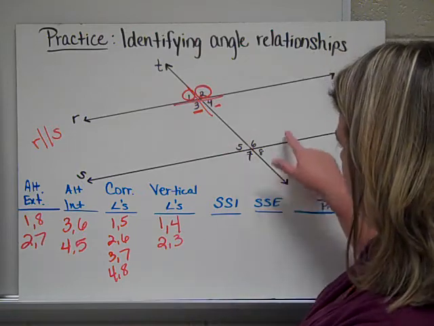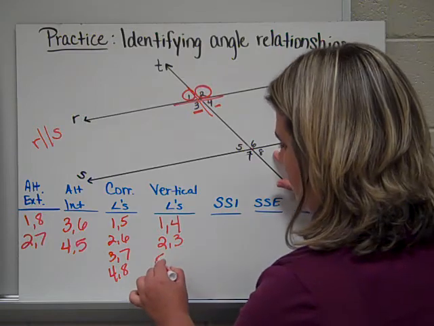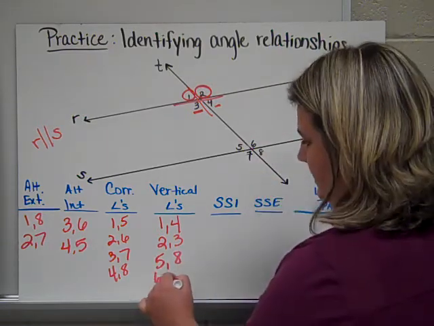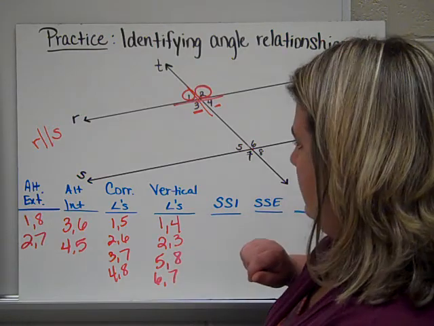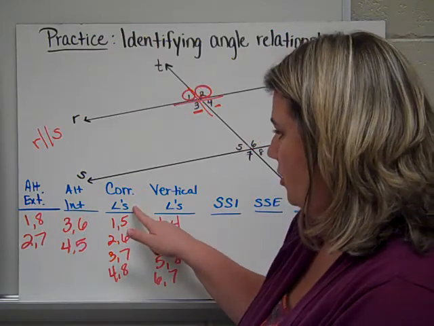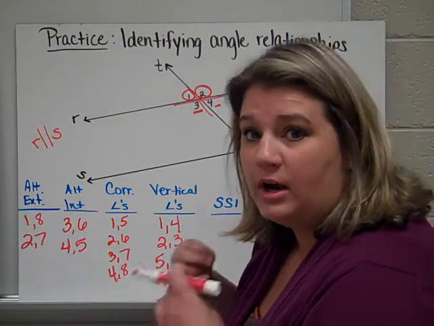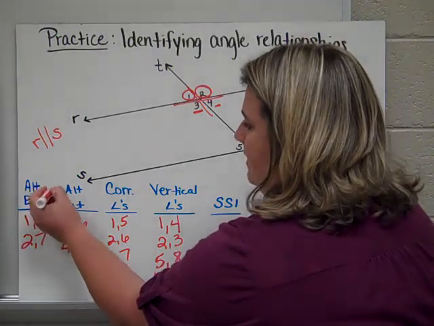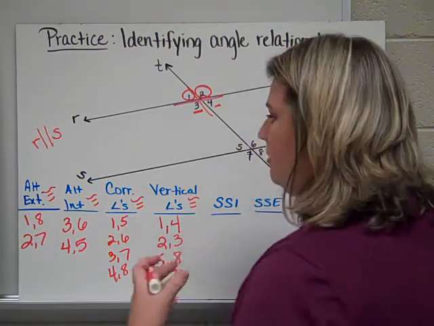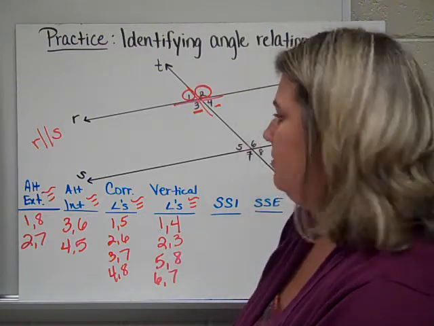So moving down to this figure here, angle 5 and angle 8 are opposite of each other. And 6 and 7 are opposite of each other. Okay? And what do we remember about alternate interior, exterior, corresponding, and vertical angles? All of their angle measure pairs are congruent. That means that they have the same angle measure.